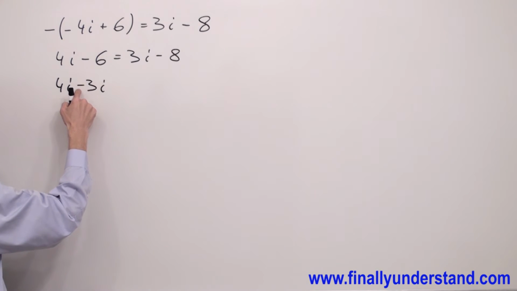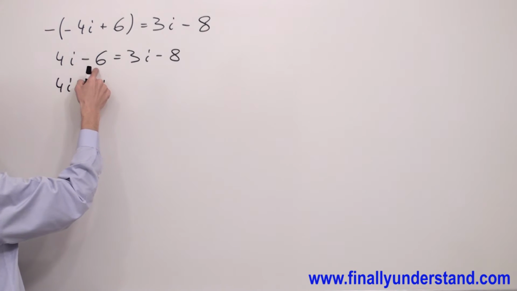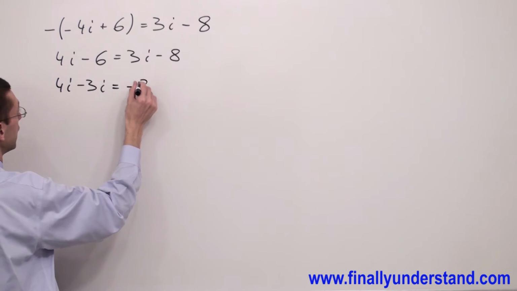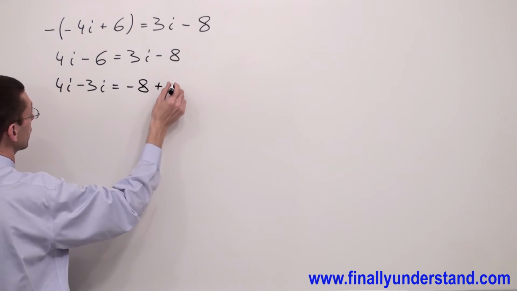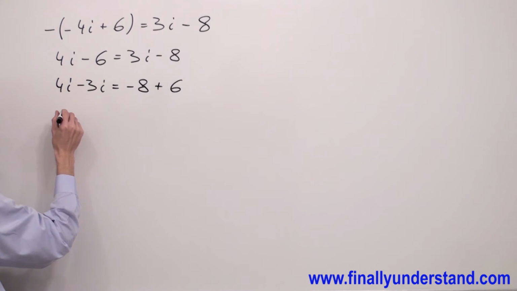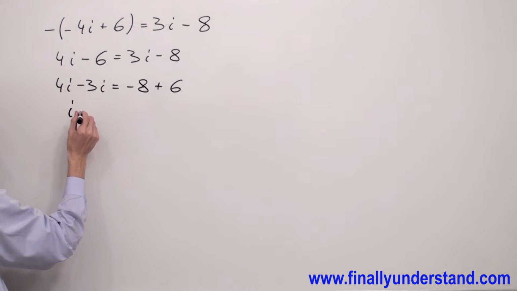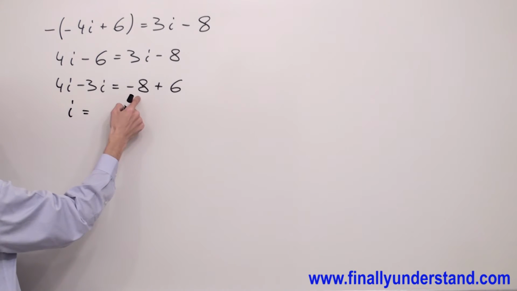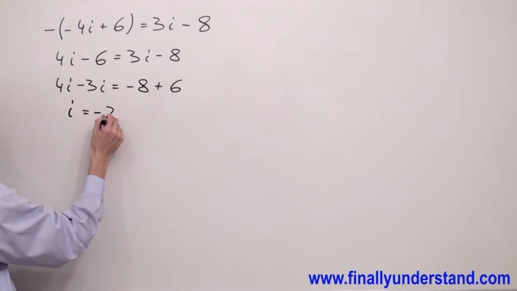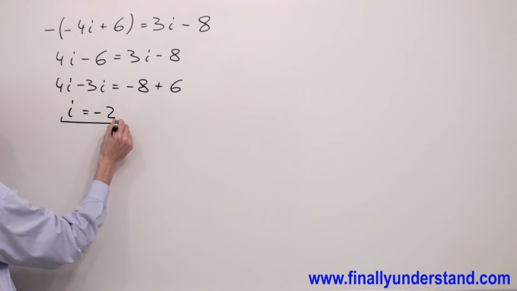I have to change the sign. I have minus 6 is going to be moved to the right side. That's why I'm going to have negative 8 plus 6. 4i minus 3i is equal i, equals negative 8 plus 6 is equal negative 2. This is the answer to my problem.